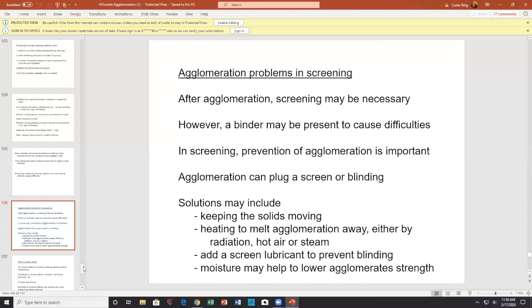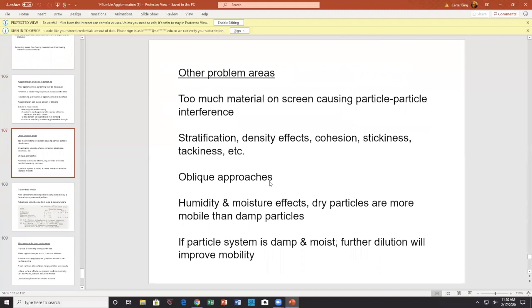Anyway. Other problems, too much material on the screen. There you go. Possibility of stratification happening on the screen. Density effects, cohesiveness, sticky tackiness. Oblique approaches aren't helpful. Again, this is a factor of particle shape. Humidity and moisture effects: dry particles are more mobile than damp particles. There you go. Dry particles will also cause you to have more static electricity effects.